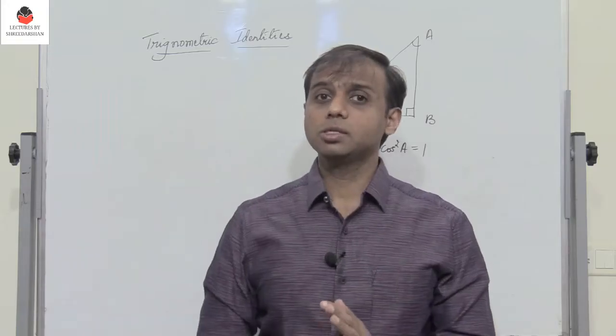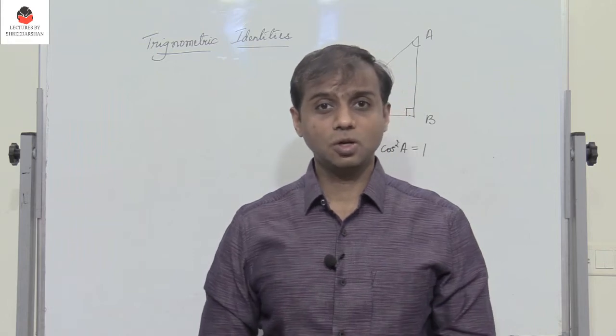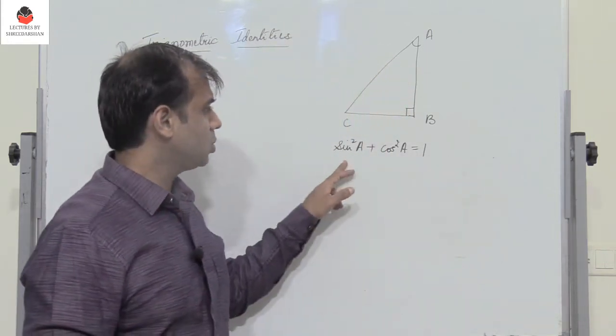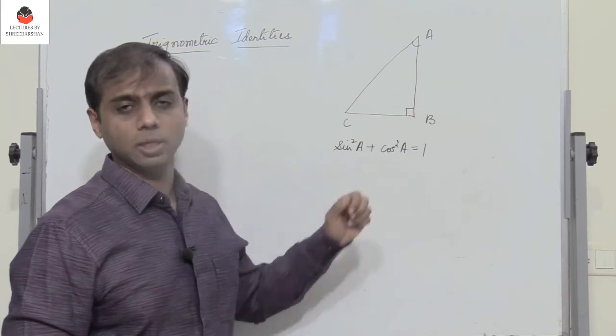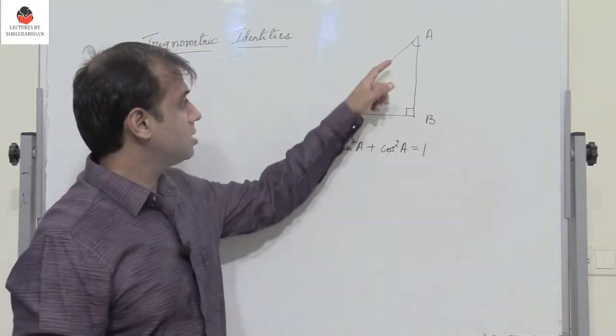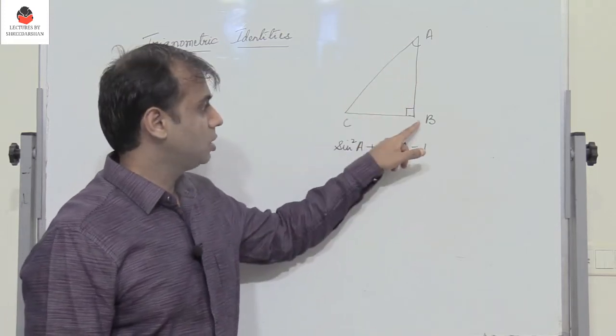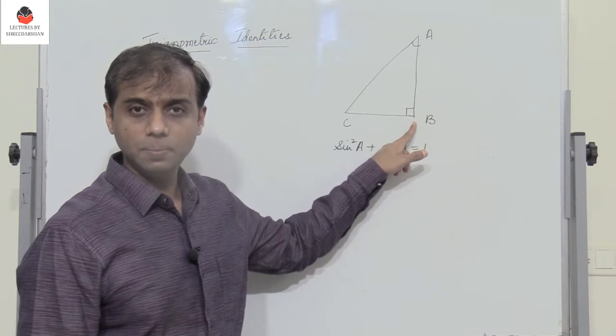So in this video, let us prove the three important trigonometric identities. Now what are they? The first one being sine squared A plus cos squared A equals 1. To prove this, let us consider a right angle triangle. So in this triangle, you have 90 degrees at B.